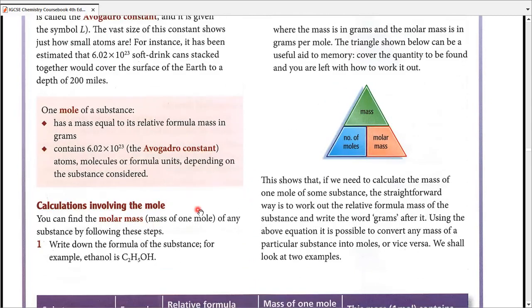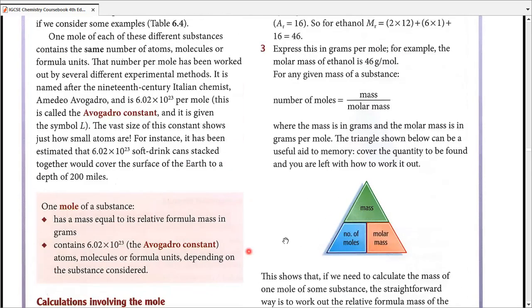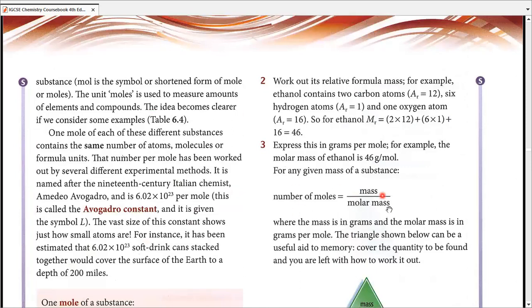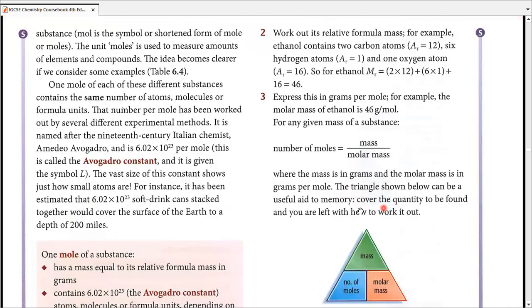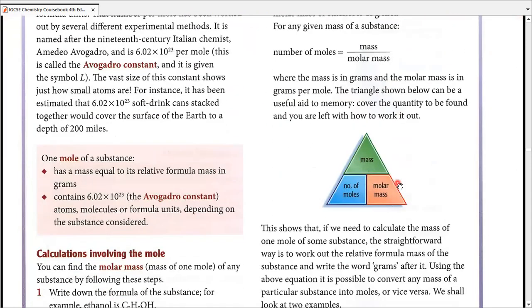Now, for the calculations involving the mole, the first way we define mole or calculate it is through molar mass. So that's defined, the formula that we continuously keep going about. The number of moles is equal to mass over molar mass. We also try to do it in a form of triangle. This triangle is actually a very good way of representing it. Now, let me tell you why.